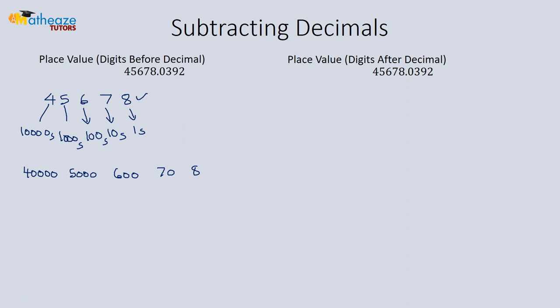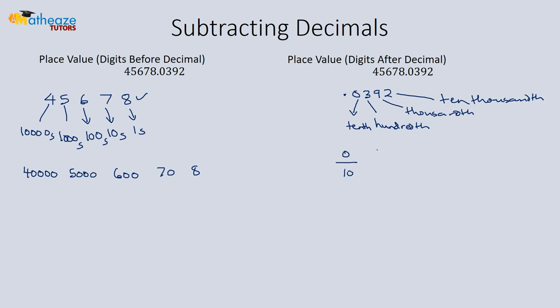Now, when we deal with anything after the decimal, we start having fractions. So this 0 here is in the tenths place, this is the hundredths place, this is the thousandths place, and the 2 here is in the ten-thousandths place. So we have 0 over 10, 3 becomes 3 over 100, 9 becomes 9 over 1000, and 2 becomes 2 over 10,000. When you add this up together, you should get this.